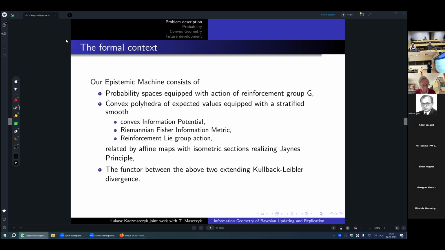And to maybe not prove, but suggest that this connection has any mathematical merit, these two structures, the purely probabilistic one and the purely geometric one, would be connected by a functor, and this functor will be deeply intertwined with the Kullback-Leibler divergence.